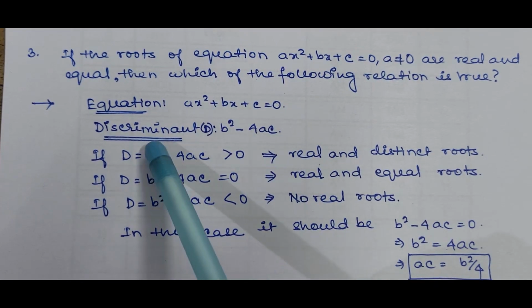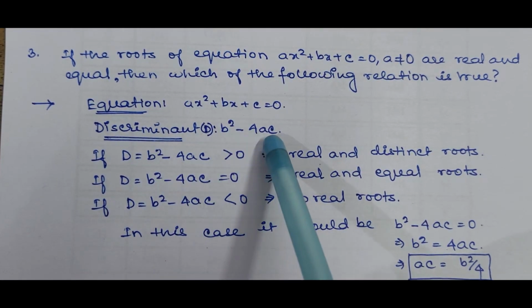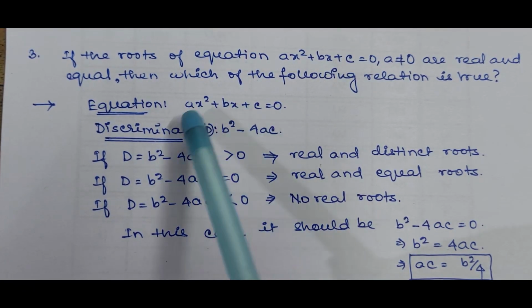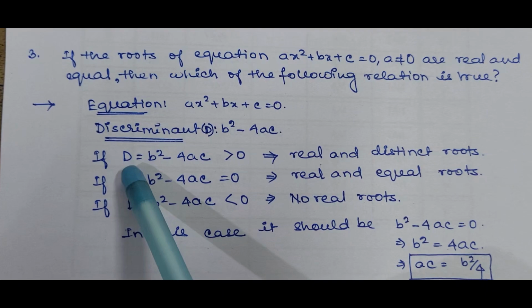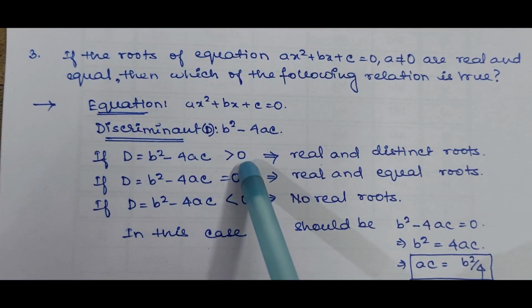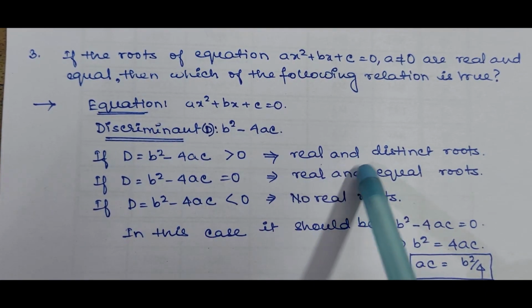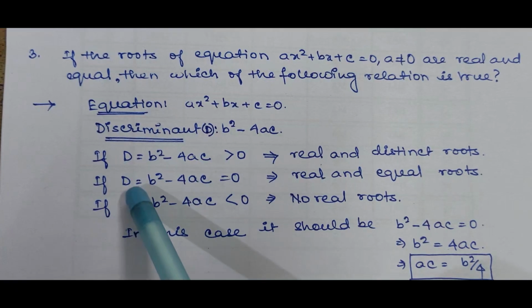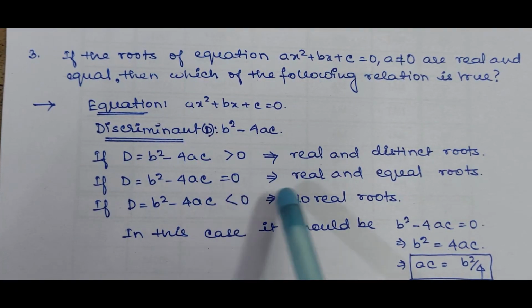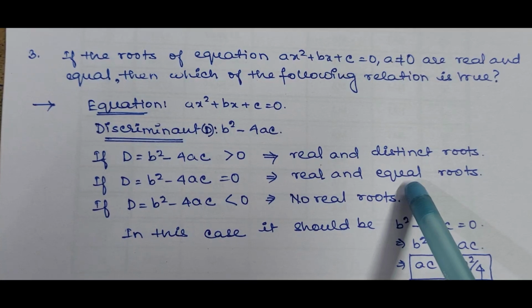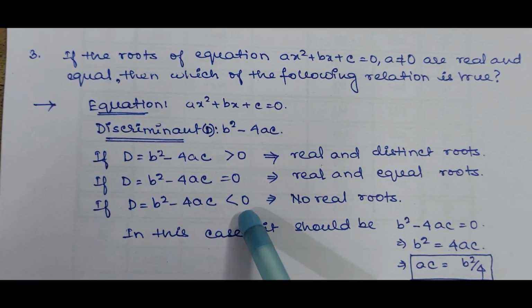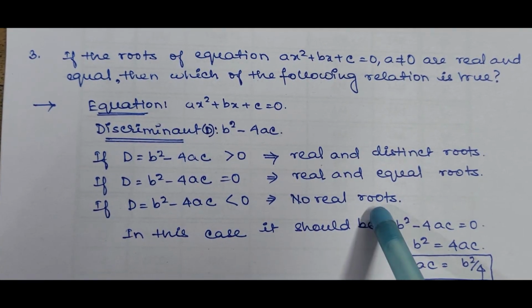Okay, now we know that for the equation ax square plus bx plus c is equal to 0, the discriminant is given as b square minus 4ac, where b, a, c come from this equation. Now if the discriminant is greater than 0, we know that the roots are real and distinct. If the discriminant is equal to 0, we know that the roots are real and equal. And if the discriminant is less than 0, then we don't have any real roots.